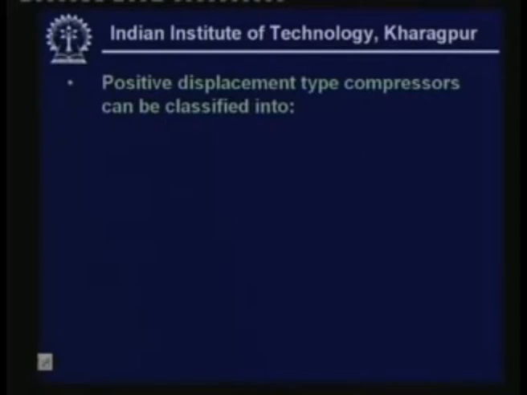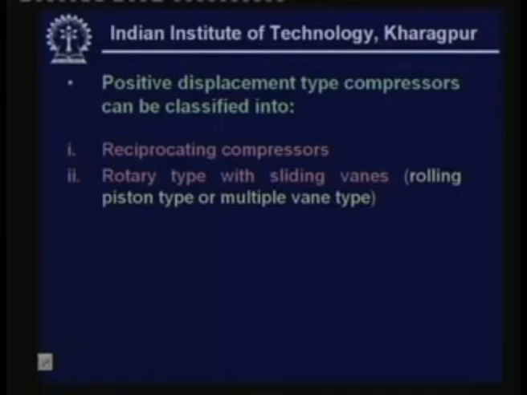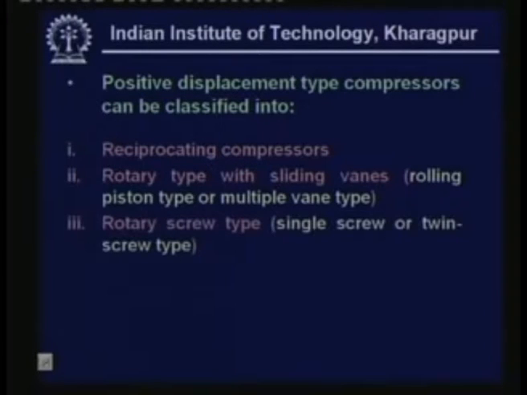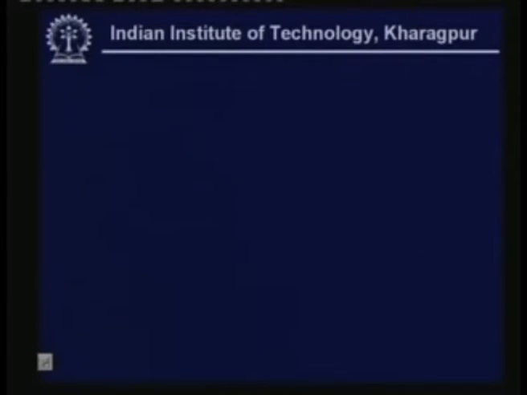The positive displacement type compressors can be classified into reciprocating type and rotary type with sliding vanes. Again, rotary type can be either rolling piston type or multiple vane type. We can also have rotary screw type, either single screw or twin screw type, orbital compressors, and finally acoustic compressors.